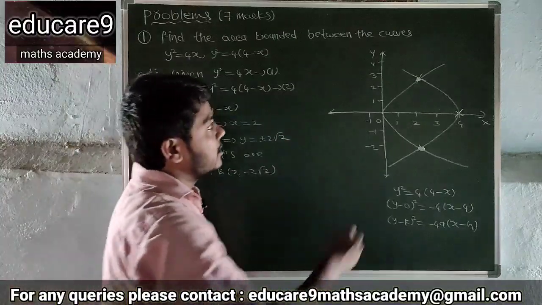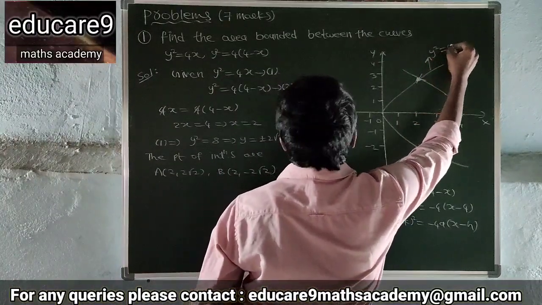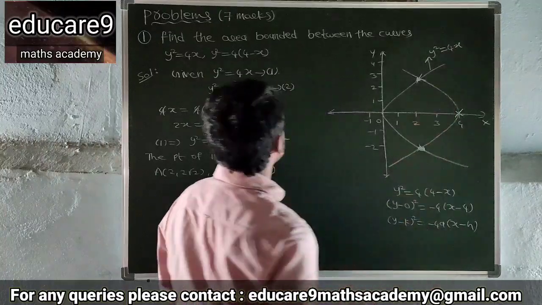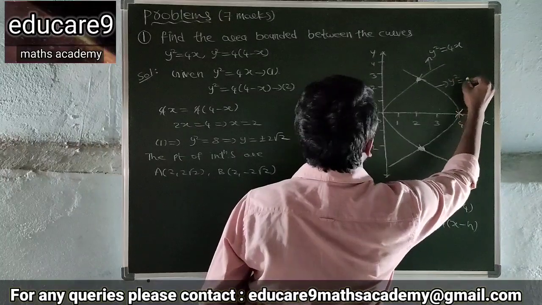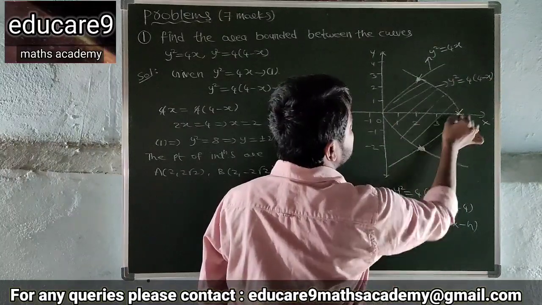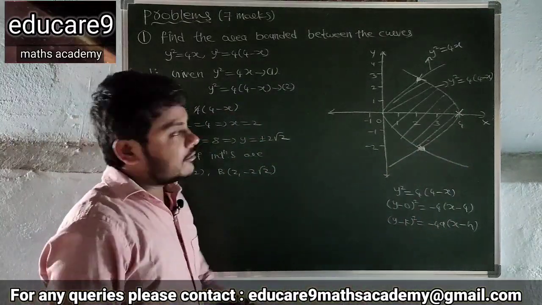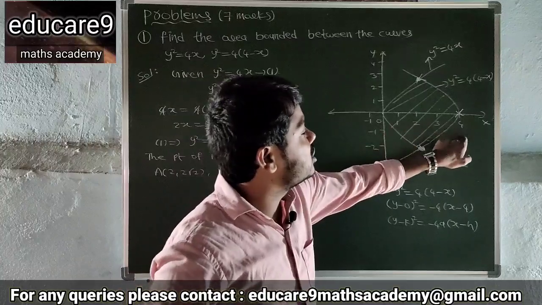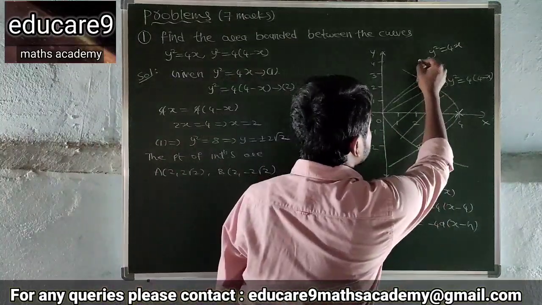So clearly this is y square is equal to 4x and this one is y square is equal to 4 of 4 minus x. We need to find this area. Now the interval is 0 to 4, so we have to divide this interval into sub-intervals.